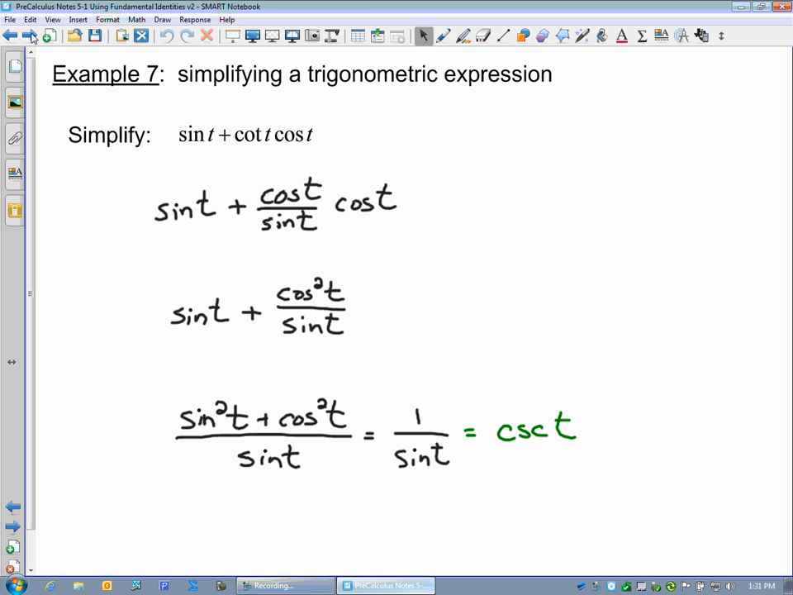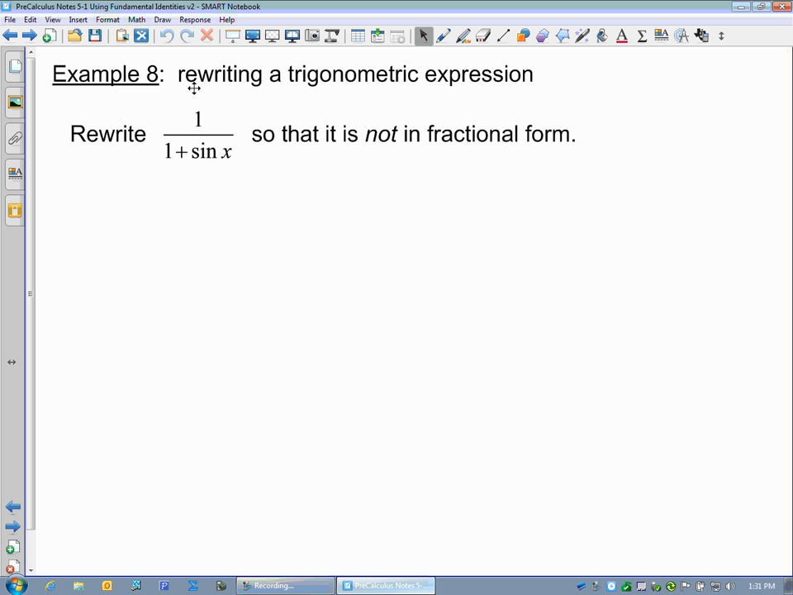Alright, our next example is they want us to rewrite this expression so that it is not in fractional form. And this is something from Algebra 2 that you're actually going to use in calculus as well with limits. It's a way to either rationalize the denominator or make it those trig functions so that you can use a Pythagorean identity.